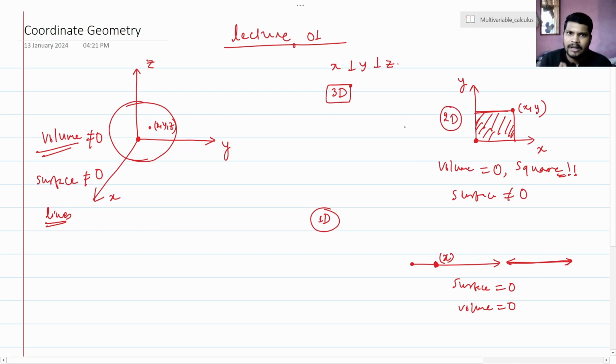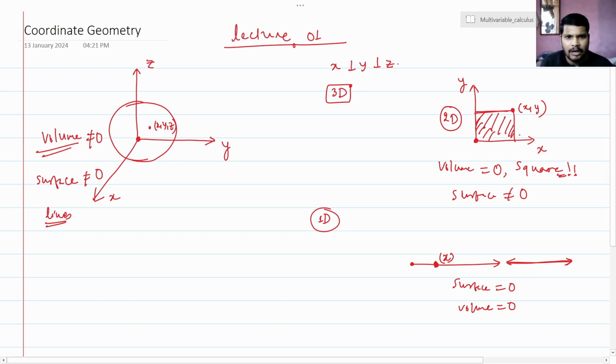In three dimensions, you will get volume as well as surface. You will require three parameters to locate any object. On the other hand, if you are in 2D, then you must have only two degrees of freedom, or two ways you can move around. You require only two parameters to locate any object, and you will not have any volume. You may have surfaces, and everything is making some kind of a plane.